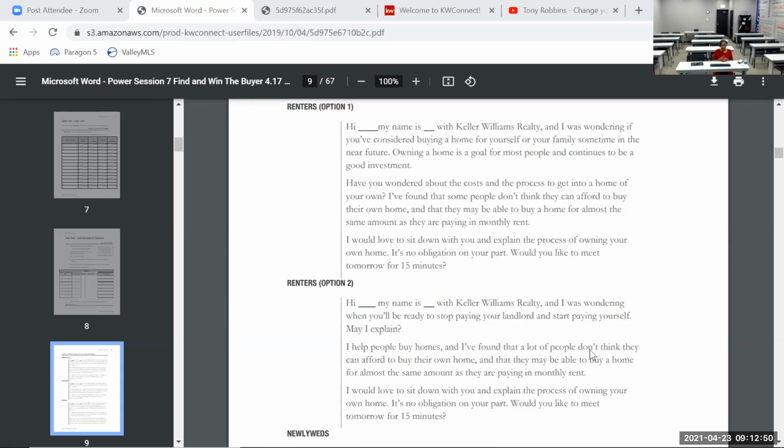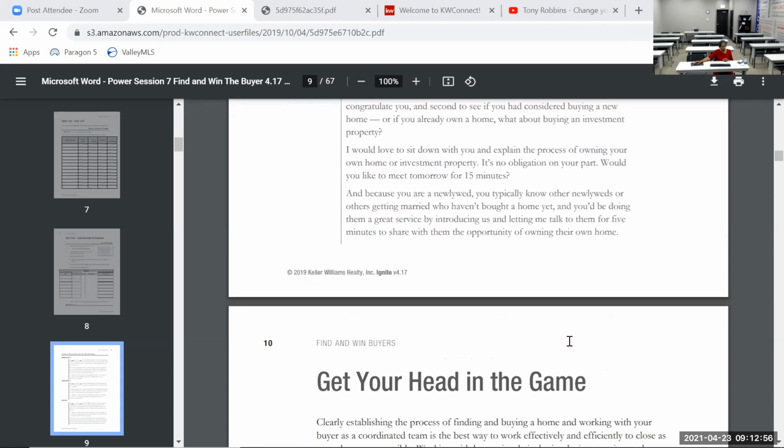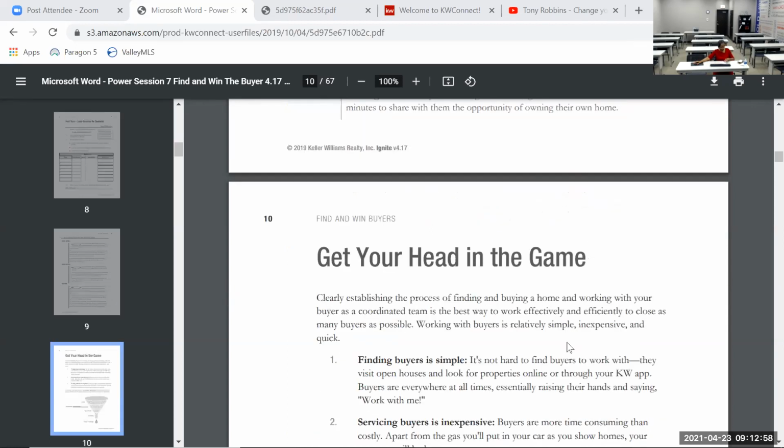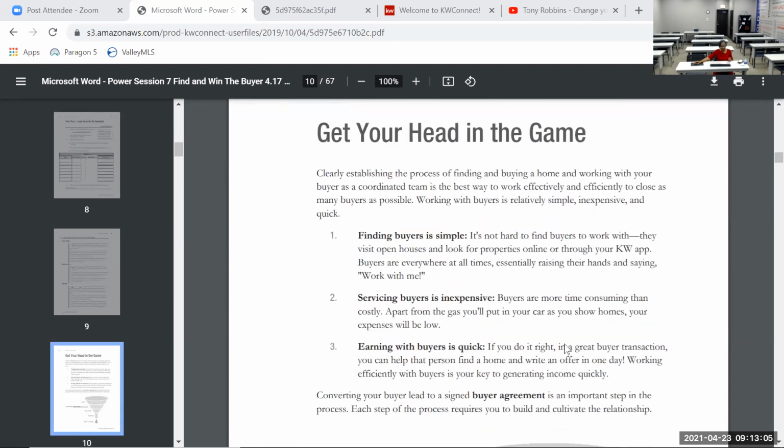Never, never, never end a meeting without closing for something, closing for the next appointment. Okay, so read through these scripts and familiarize yourself with that. And again, just remember, please, please, please, the activities that are in your book are very important. Those are the things that are going to get your business growing.